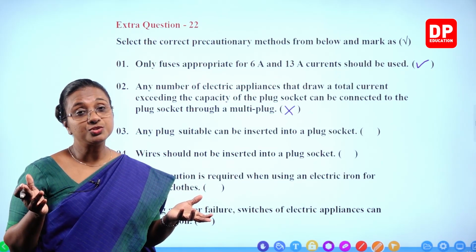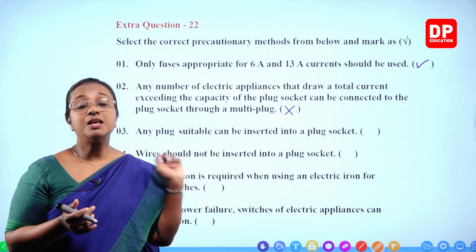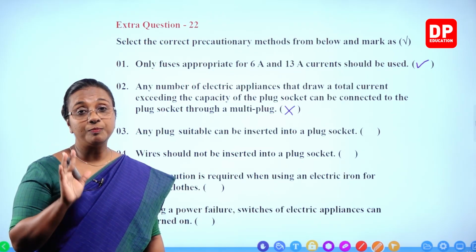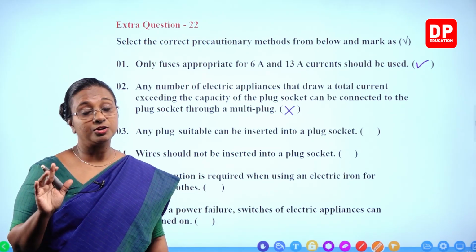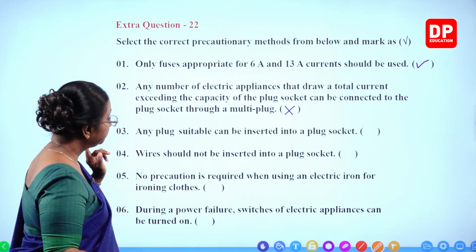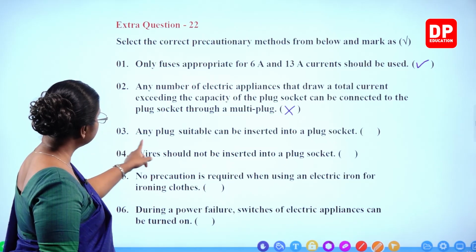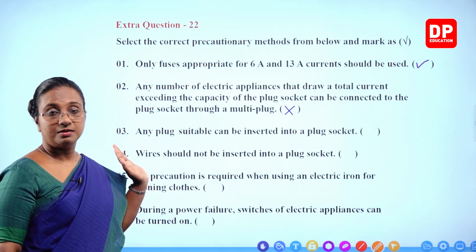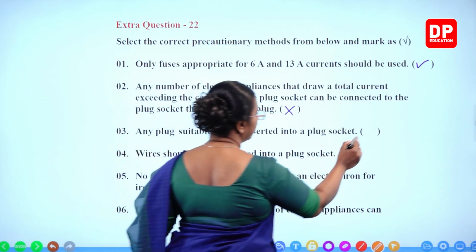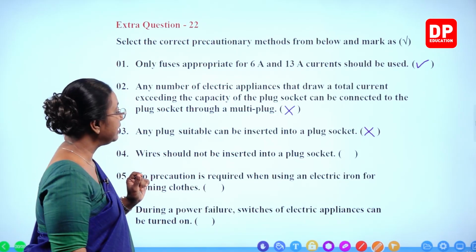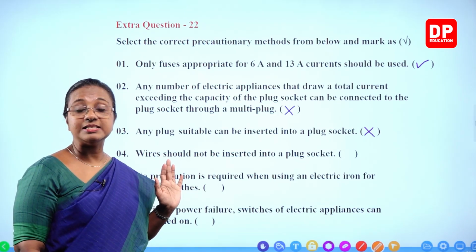And also you all know students, normally if it is a 3-pin socket, it is usually advisable to plug in only the 3-pin plug, not the 2-pin plug. So like that you have to insert a plug that is relevant to that particular plug socket. So this is also wrong. Then the fourth one, wires should not be inserted into a plug socket. That is correct.